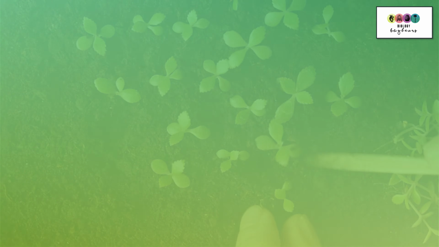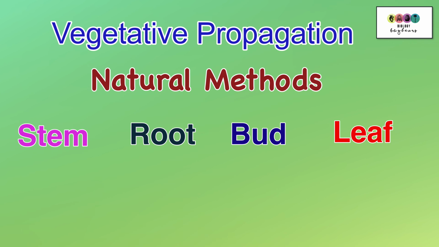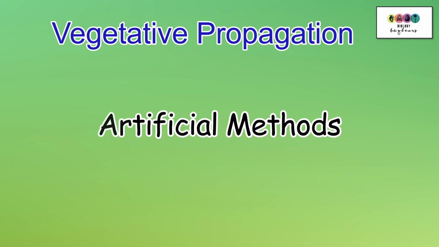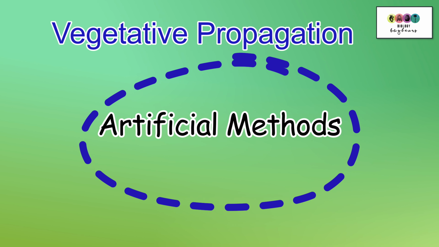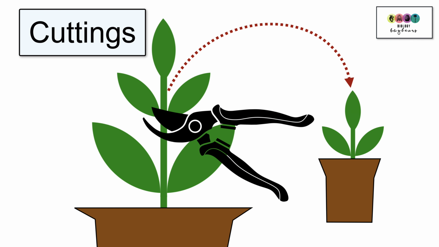So that was vegetative propagation, natural methods whereby parts of the plant are modified to carry out vegetative propagation, such as the stem, the root, the bud and the leaf. But there are artificial ways of bringing about vegetative propagation, and you have to know a little of each of these particular examples. One of the most common ways of carrying out vegetative propagation artificially is by taking plant cuttings. So in this plant we're taking a cutting from the stem.